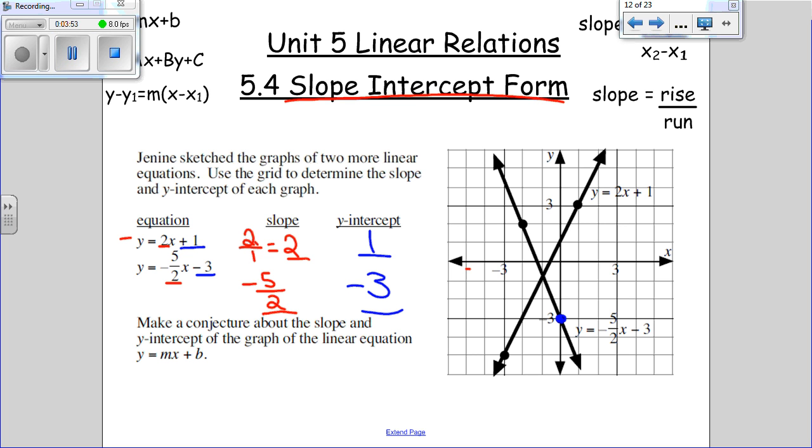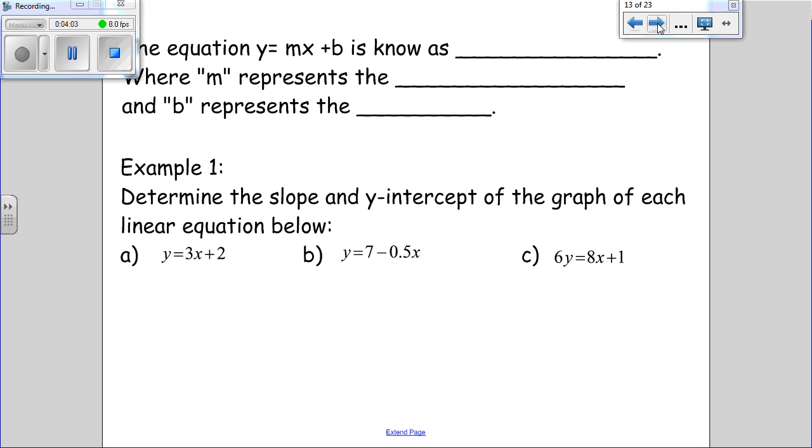That's not a coincidence. Right? That's because these things are in slope-intercept form. Slope-intercept form is written in this general form right here. Y equals mx plus b. We call that the slope-intercept form. Where y is all by itself, there's a number being multiplied by the x, and then there's a constant being added on to the equation.